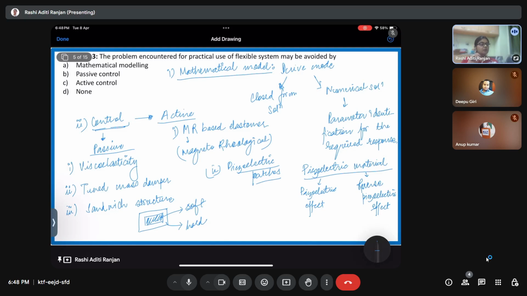Now, if we talk about the question, the problem encountered for practical use of flexible systems may be avoided by mathematical modeling. Yes, option A is correct. Passive control, yes, option B is correct. And active control, yes, option C is also correct. So all the first three options are absolutely correct.